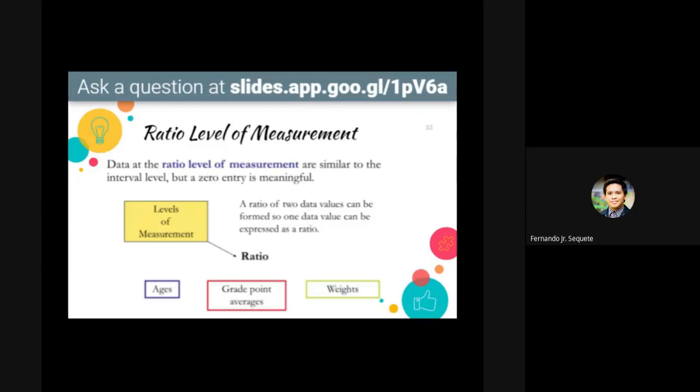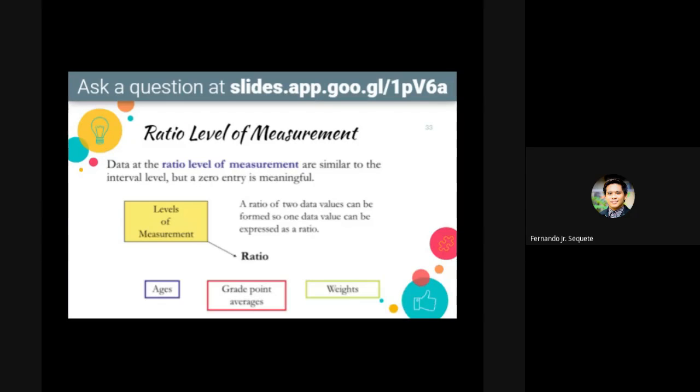Next, the last one is ratio. A ratio of two data values can be formed, so one data value can be expressed as a ratio. If, for example, ages, grade point averages. And please take note sa mga ganitong level, kailangan na natin siya i-compute at some point. So ages, grade point averages, and then of course our weights. So that is our ratio level of measurement.